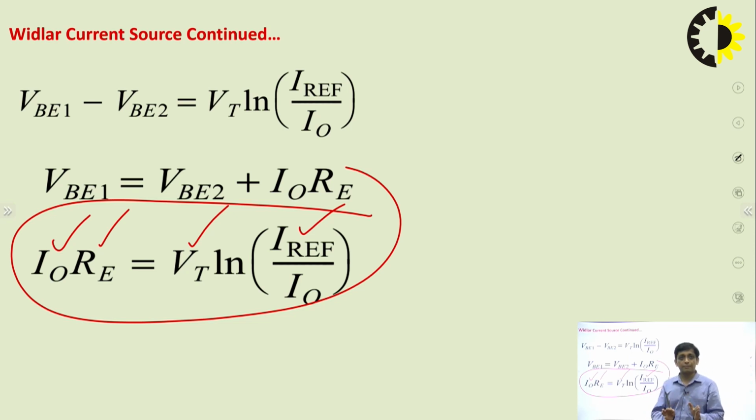But remember that the main advantage of Widlar current source is wherever we require lower value of current, Widlar current source is preferred, because with the help of Widlar current source, we can generate lower value of current using smaller value of resistor. And if we are using a smaller value of resistor, then the area of the IC, area of the circuit will be reduced. So this is about the Widlar current source.